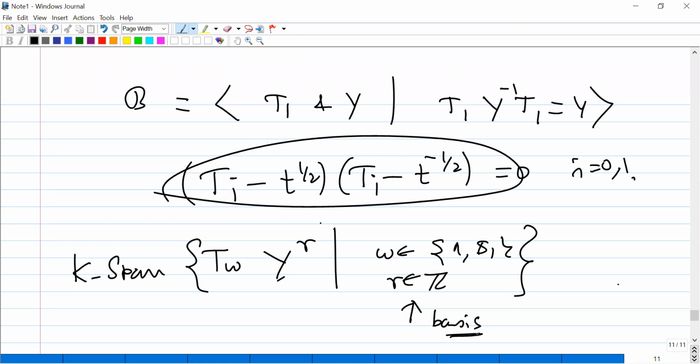We do a very similar thing for the double affine Hecke algebra. There also we will get a very nice basis. I will explain everything in detail in the next lecture about this double affine Hecke algebra. Because I am running out of time, I will just stop here.